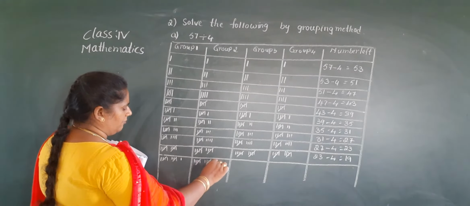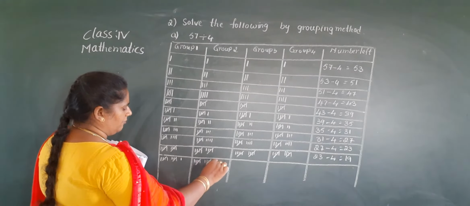So 49 minus 4 is 45. So 45 minus 4 is 41. One mistake is there, so that everything is changed. 41 minus 4 is 37. 37 minus 4 is 33. 33 minus 4 is 29. 29 minus 4 is 25. 25 minus 4 is 21. 21 minus 4 is 17. So if we do one mistake, see.